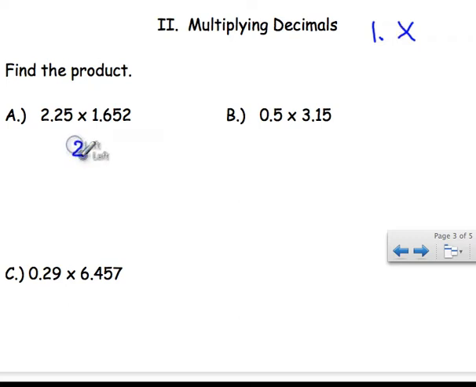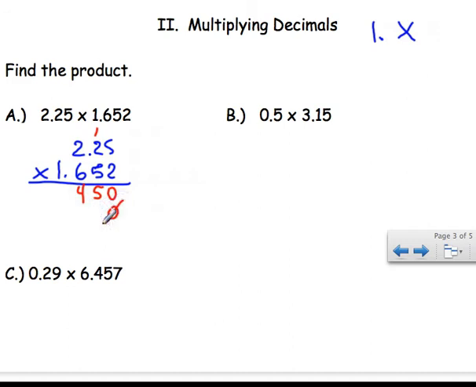That's really 2 and 25 hundredths times 1 and 652 thousandths. Here you see it won't matter that I line up my decimals. My decimals are not lined up because I'm pretty much ignoring the fact that they have decimals, and I'm just going to multiply. I will now multiply 2 times 5 is 10. 2 times 2 is 4, plus 1 is 5. 2 times 2 is 4.